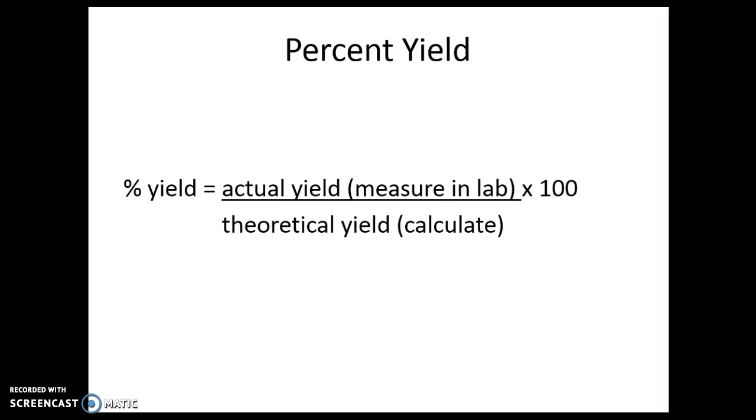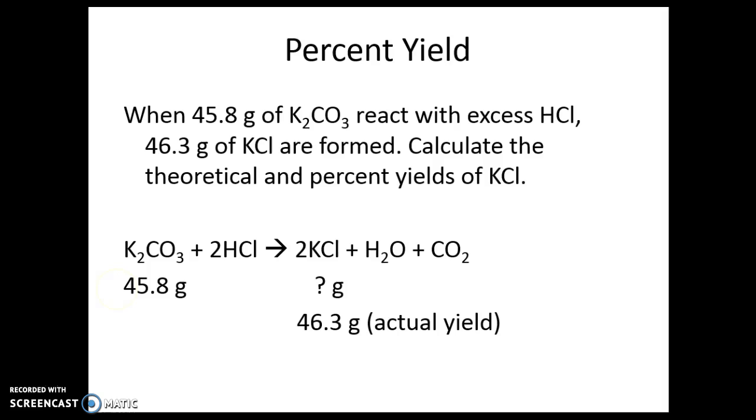But percent yield is simply going to be the actual yield, which is what we measure in the lab, divided by the theoretical yield, which we calculate using stoichiometry, times 100 to make that into a percent. So in reality, what we calculate as the expected yield using stoichiometry is usually not what we are really able to get in the real world. And so percent yield allows us to see how close we could get to the theoretical.